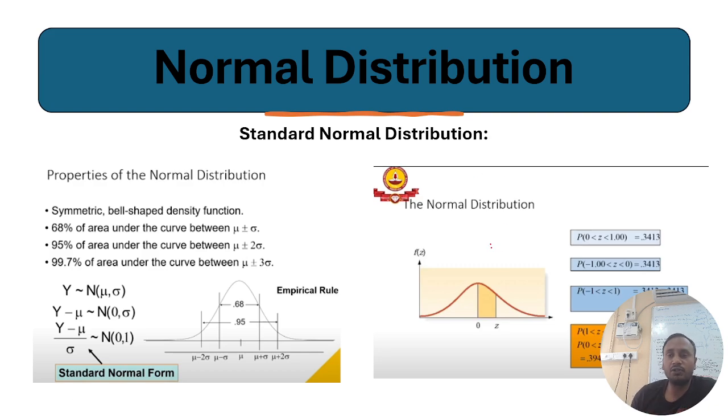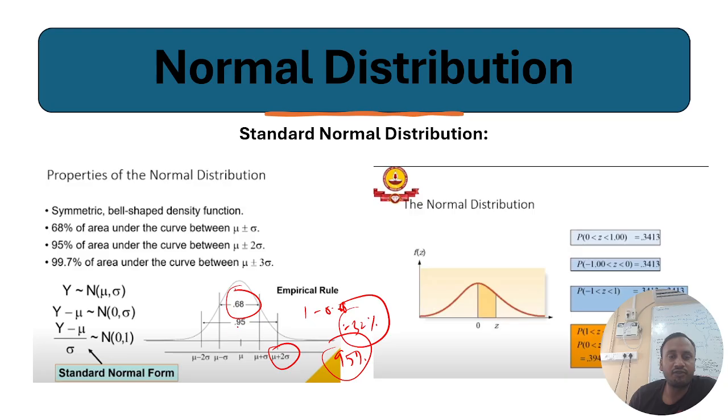For the standard normal, we have mu equal to 0 and sigma equal to 1. If you take a single sigma, it covers 68% of the area. It means the chance of error will be 1 minus 0.68, which is 32%. But if you increase to 2 sigma, it becomes 95%.